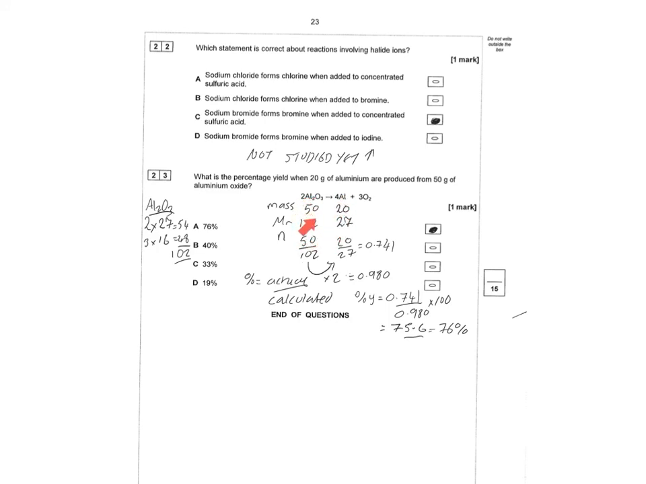2 to 4, so we should be getting twice as many moles of aluminium. So we times that by 2, we should be getting 0.980 moles of aluminium. This is what we've actually got. So the number of moles is the actual number of moles, which is here, divided by the calculated number of moles, which is here. And therefore, that comes out to 75.6. And we can find our answer here, 76%.